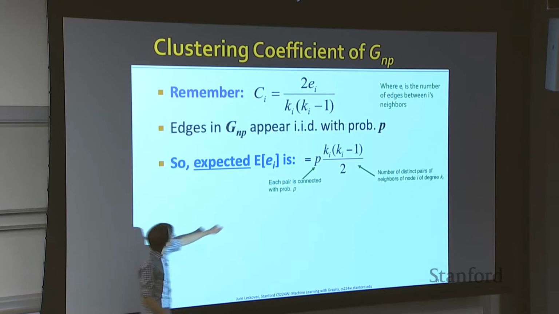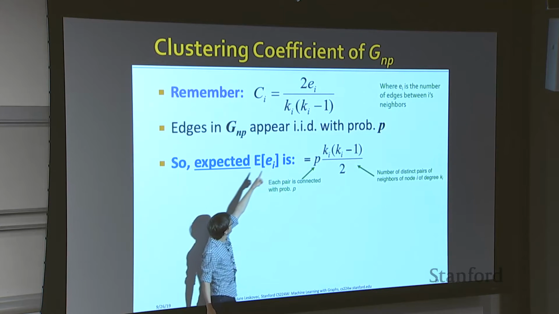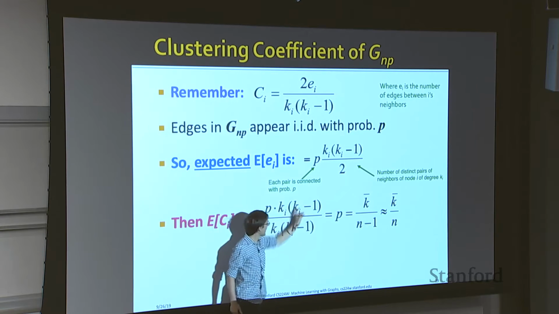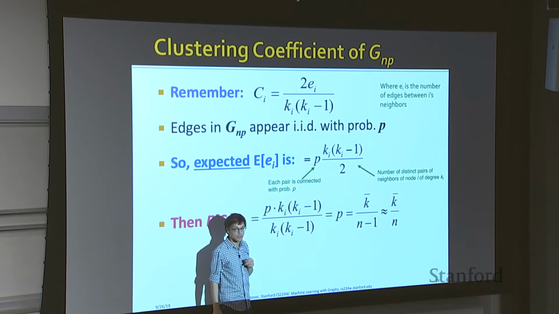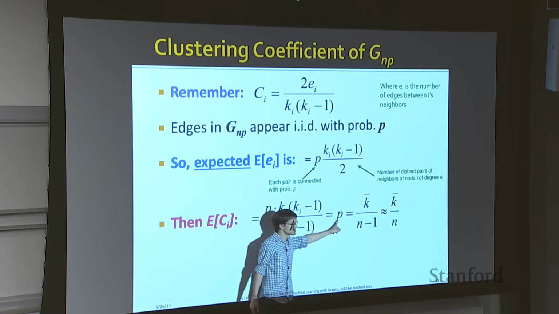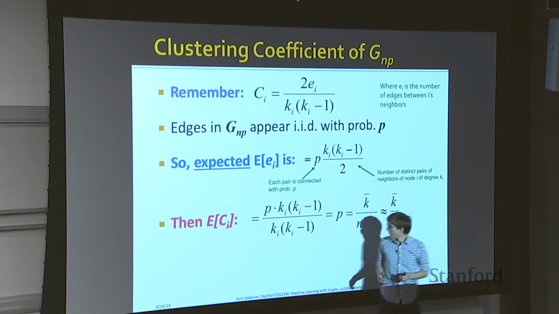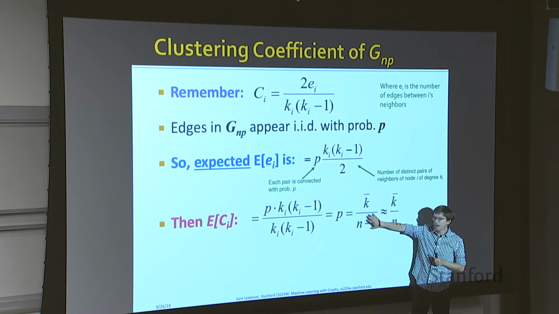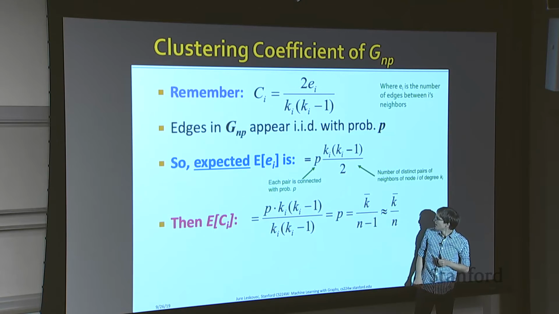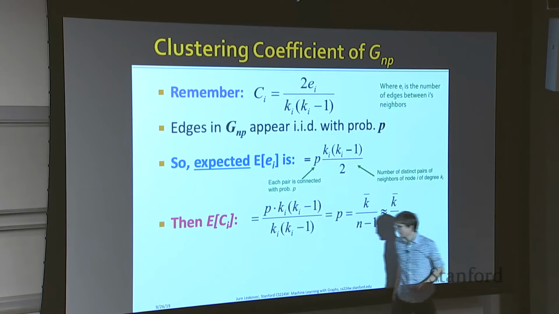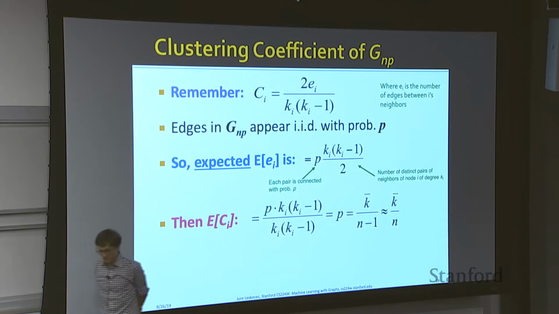Now I can take this expected value of E sub i and plug it into the equation above. If I do this, the k times k minus 1 terms cancel, and I get that the expected clustering coefficient of a random node i equals p, which is the probability of an edge. So what is p? p is the average degree divided by n minus 1, and if I simplify a bit, this is the average degree divided by the size of the graph. That's my expected clustering.